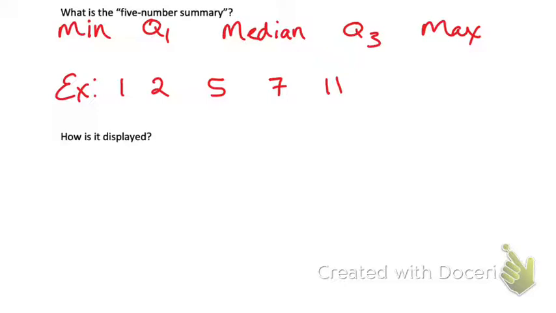So, in this specific example, what is the median? 5. In this specific example, what is the minimum? 1. What percent of the data is between 5 and 7? 25%. What percent of the data is from 2 to 11? 75. What is the maximum? 11. What is the mean? We don't know. You'd have to calculate that. How would we calculate that? Add them all together, divide it.